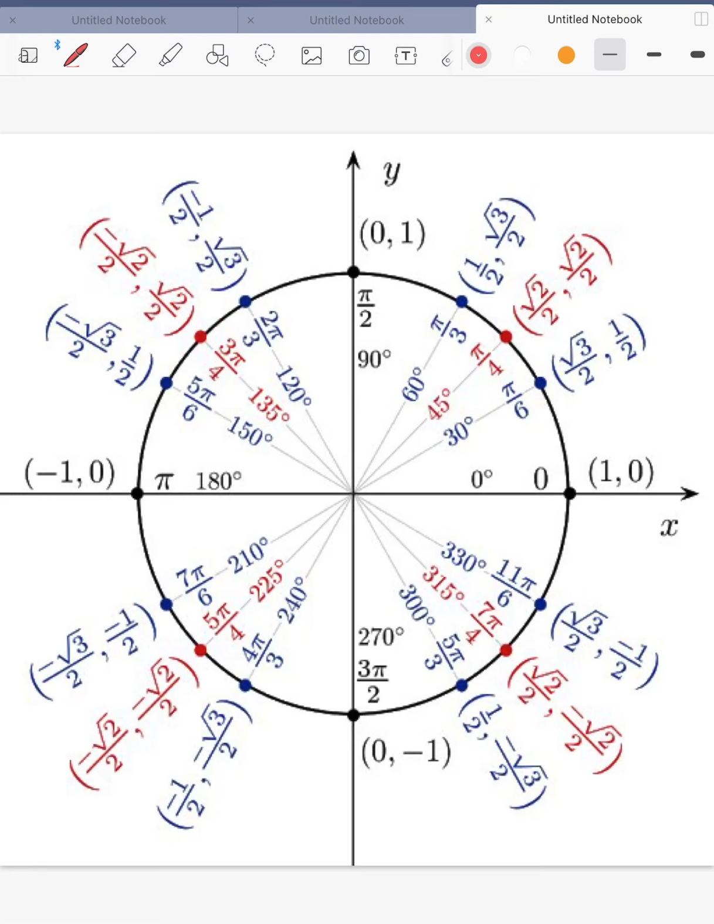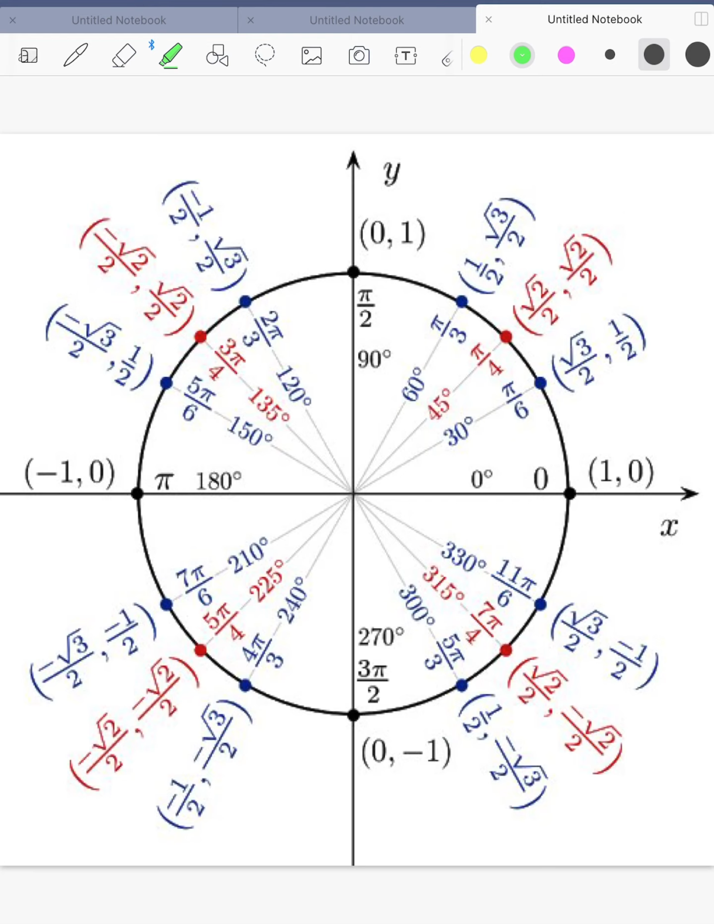So by now we all should have the unit circle in our notes. This is something that you should have. Remember that we did it on Friday. You sent me a picture of it. For those students that were absent on Friday, you can still turn it in.